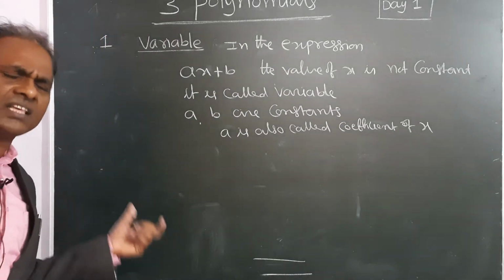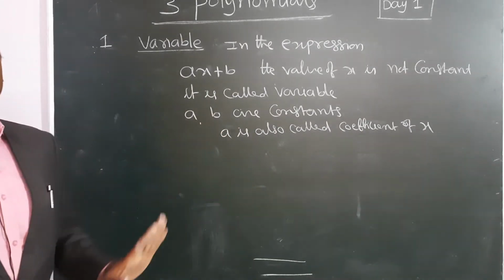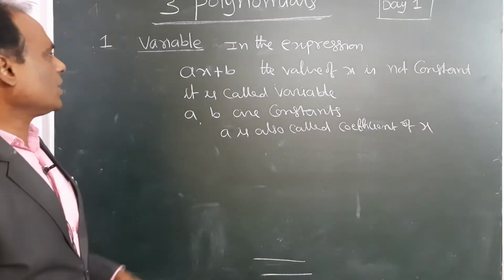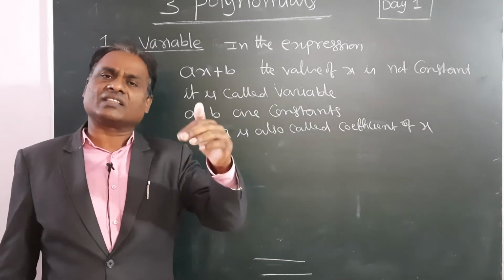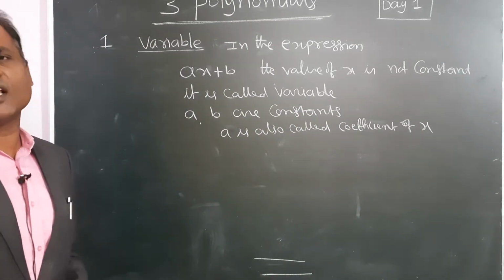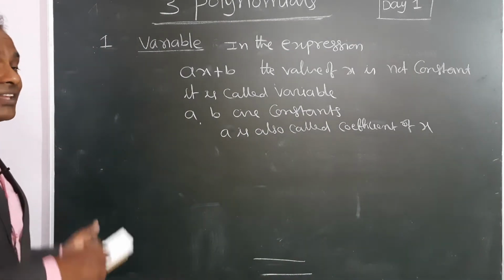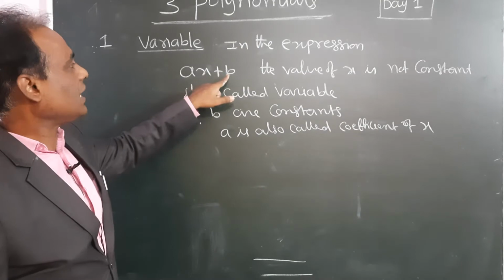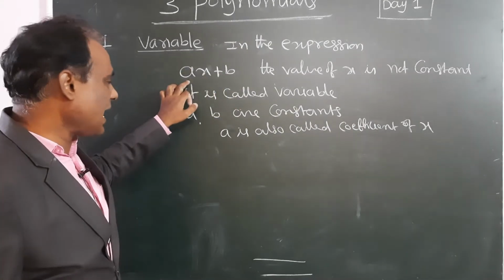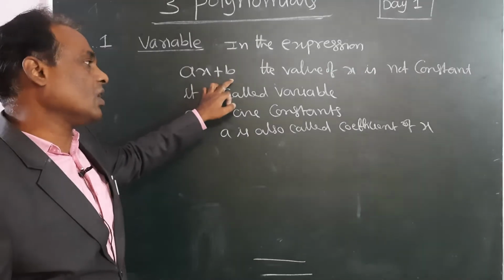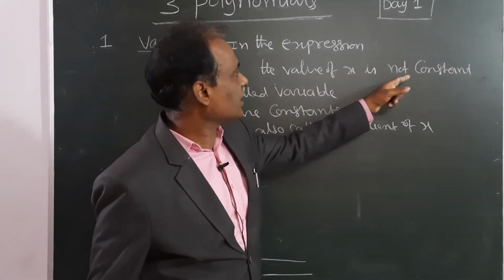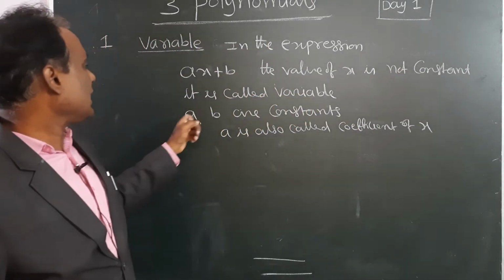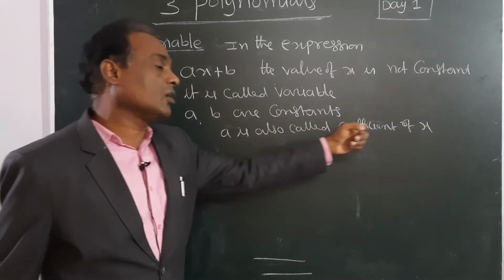By seeing the problem, it is very easy to tell what is the variable and what are the constants. So x is the variable. Generally the symbol for the variable will be x or y or z, sometimes t. So if you see the problem, you can recognize what is variable and what is constant. a and b are constants, but a is called the coefficient of x and b is completely a constant. So in ax plus b, the value of x is not constant. It changes from problem to problem. It is called a variable. And a and b are constants. a is also called the coefficient of x.